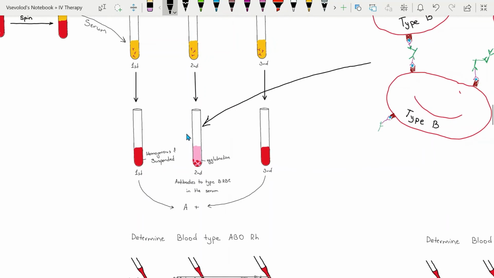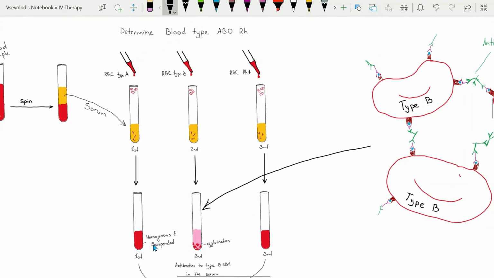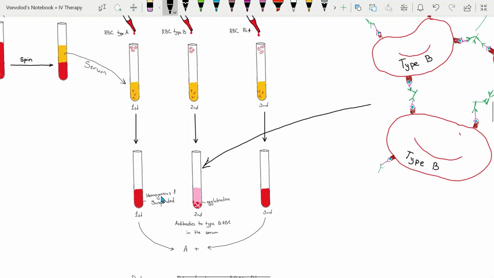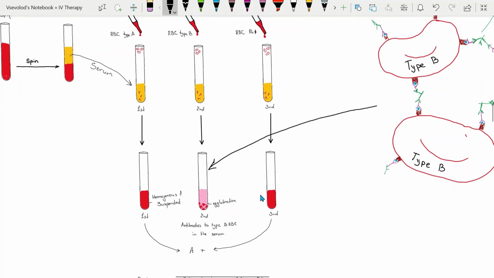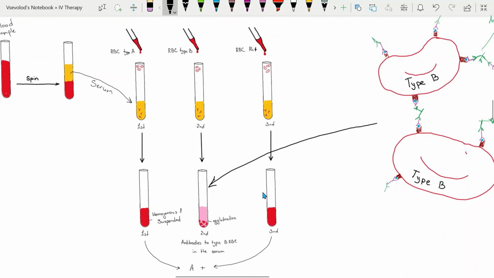In the first test tube, red blood cells will stay suspended and will not agglutinate. And if there are no Rh antibodies in the serum, then the red blood cells will stay suspended in the third test tube. In this reverse typing, a second check was performed to make sure that type A positive blood is being determined.